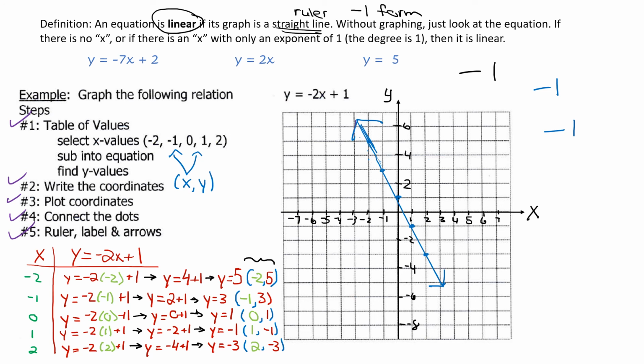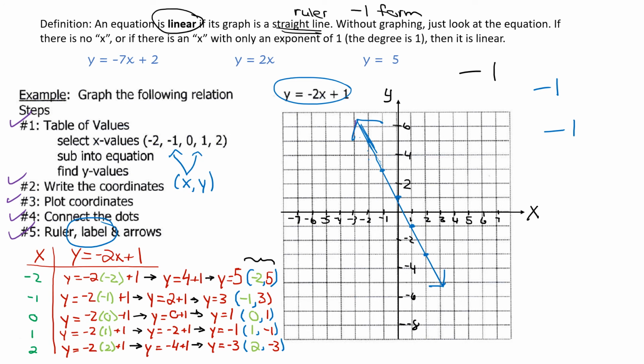Now the last thing on step 5 says label. So label is because, especially when you do your homework, you're going to draw several lines all on one set of axes like we have here. You might have another line up here, and you might have another line down there. So we label it, and the way we label it is with the title of the line, and the title of the line is its equation. So this is my label here.